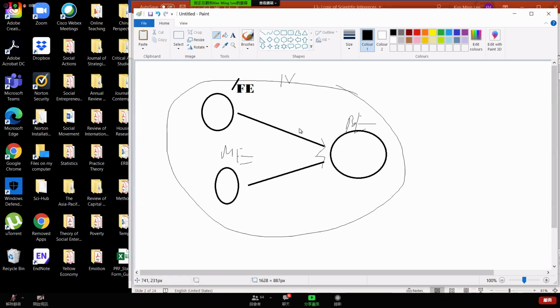Respondents' educational level (RE) is the outcome. So this is the DV, the dependent variable. Right? And one independent variable affects or causes the dependent variable. We call it a causal theoretical statement.